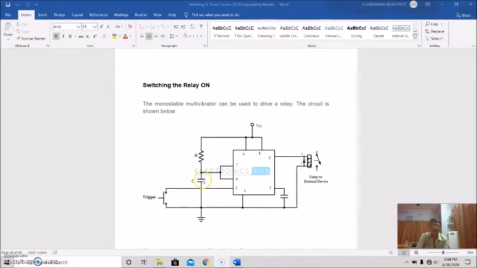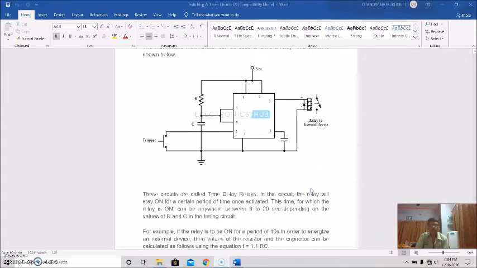See, this is the circuit. This is the relay to external device. This is trigger. This is for threshold. This is the timing circuit. This is for control input voltage. This is supply, and this is output. So this is going to the relay, which is connected to the external device.